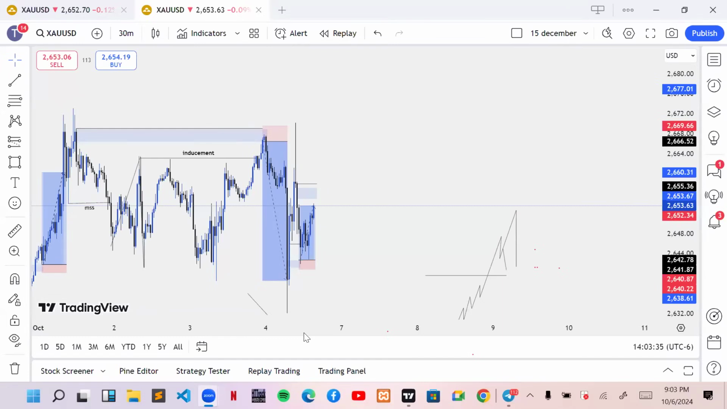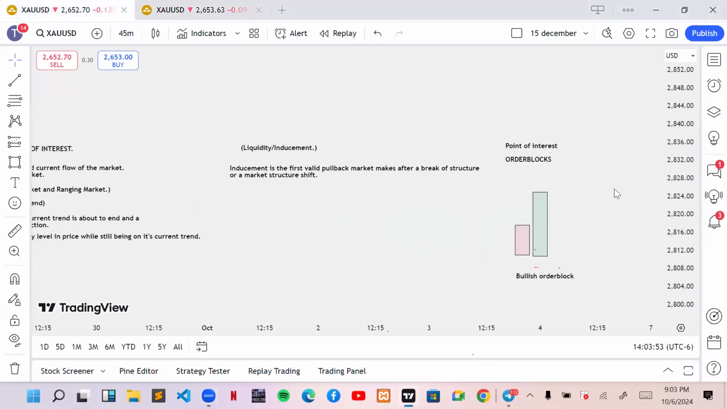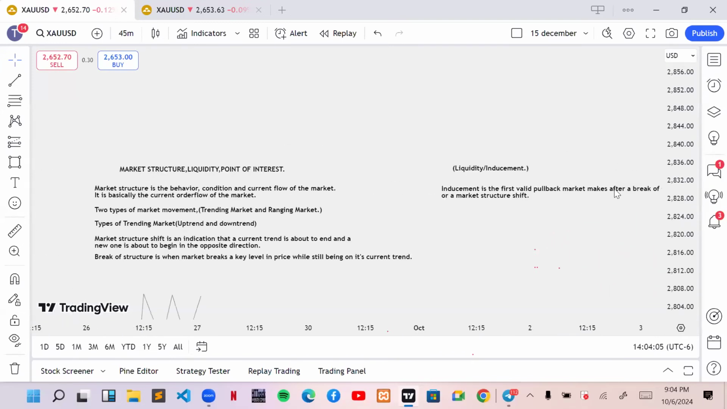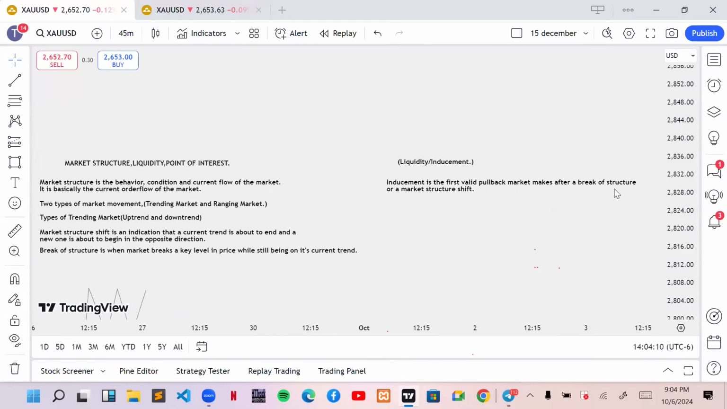You can't have two pullbacks after market structure shift. Like I said, the first one. Please, just pay attention to what I say before you ask questions. Pay attention to the keyword. I said the first valid pullback. Even if you check what I wrote down here, I said inducement is the first valid pullback. So when I say first, it means the first one. Look at all these definitions. If there are two, where is the first one? That is what you're marking as your inducement.